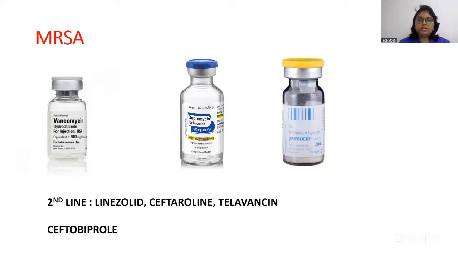So are there any other options for MRSA apart from these three? Second line drugs will be linezolid. Linezolid is an oxazolidinone compound, which inhibits protein synthesis. Usually given in the dose of 600 mg twice daily. This can be used in a certain set of infections, which I'll be discussing. And other drugs, which are newer agents like ceftaroline and ceftobiprole, which are fifth generation cephalosporins, which I will discuss in subsequent slides, and even telavancin.